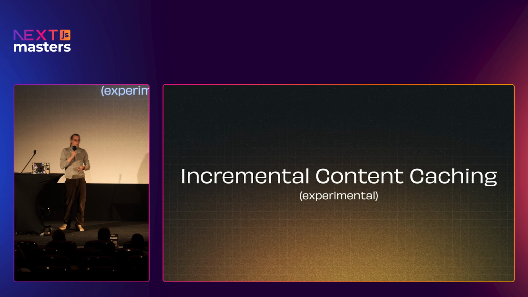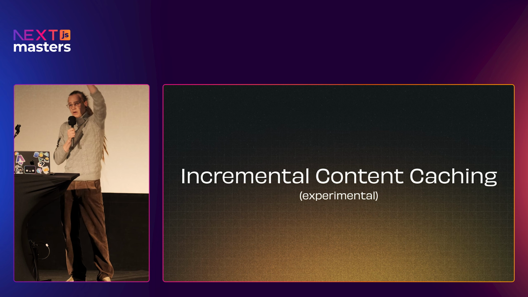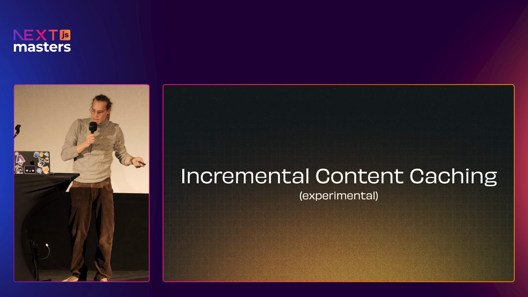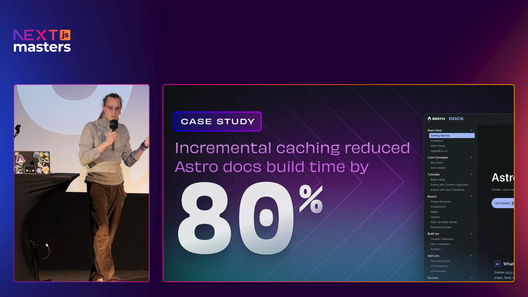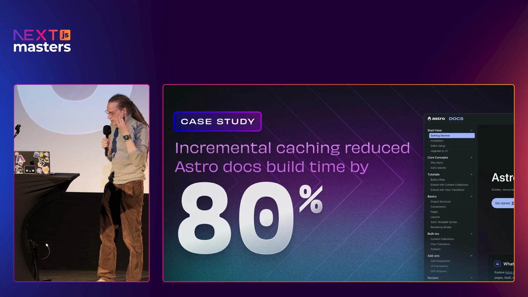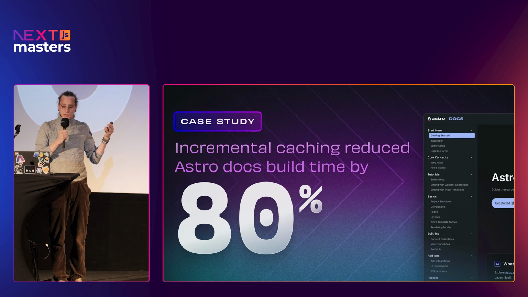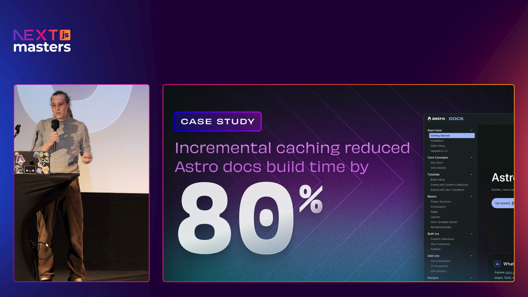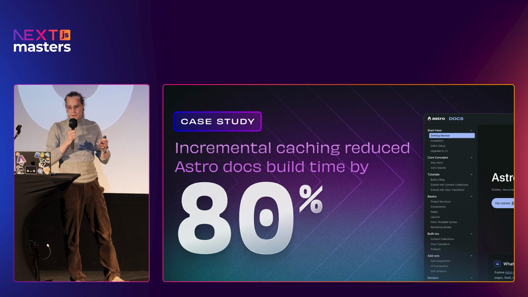But what if only one page has changed? Why are you then rebuilding all of the other pages? Well, we fixed that with incremental content caching. And we use that on the Astro docs itself, because, as I said, using your own docs is probably the best dog fooding you can do. We saw an improvement of 80%. So I think this can really help us get even better.